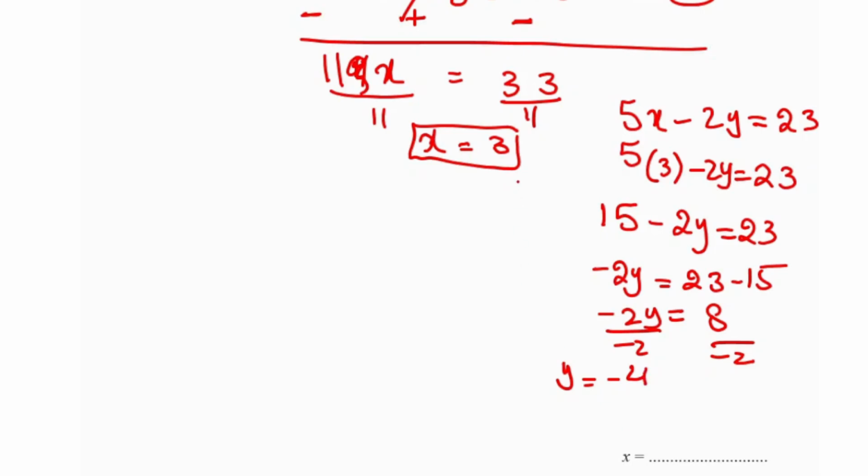Now we're going to substitute x is equal to 3 and y is equal to minus 4 in our answer line, and we will get easily 4 marks.